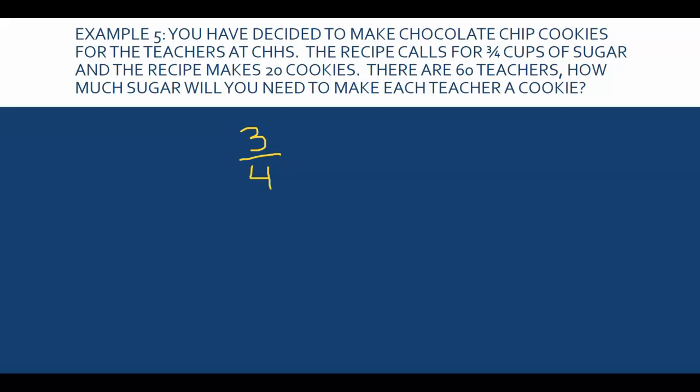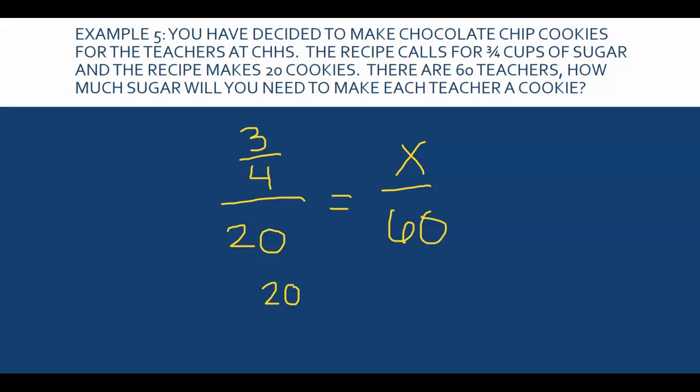And underneath it, you put 20, equal to x over 60. Good. So she said the 60 goes under the x, which is super important. So 3/4 crosses to x, 20 and 60, because 20 cookies, 60 teachers. Cross multiply. You get 20x equals 3/4 times 60. So 3/4 times 60, and then divide that number by 20, so you get 20x equals 45.